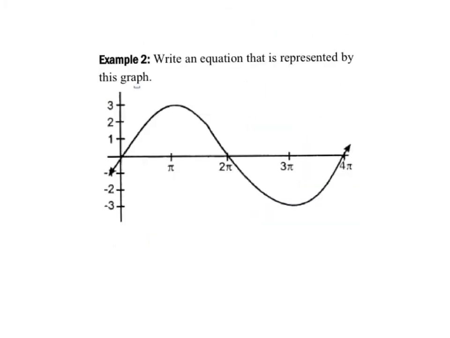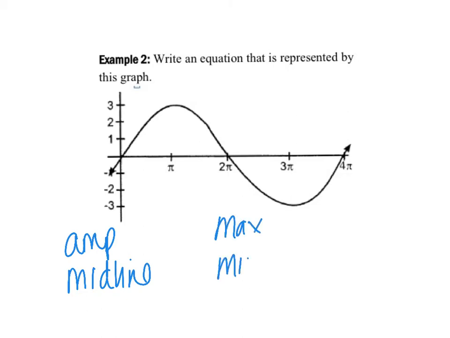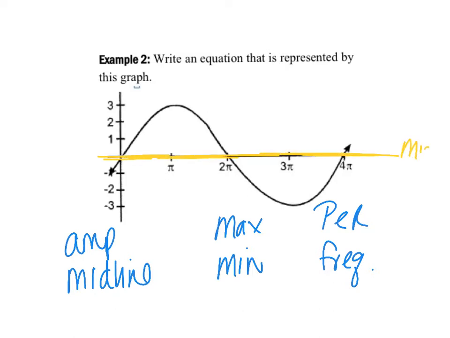All right, now we have to go the other way and write an equation that's already graphed. So again, I'm going to identify all the key features: amplitude, midline, max, min, period, and frequency. I like to start with the midline, and the midline is the middle of the graph. So I'm going to use yellow and just highlight the middle of my graph. In this case, my midline is at y equals 0.